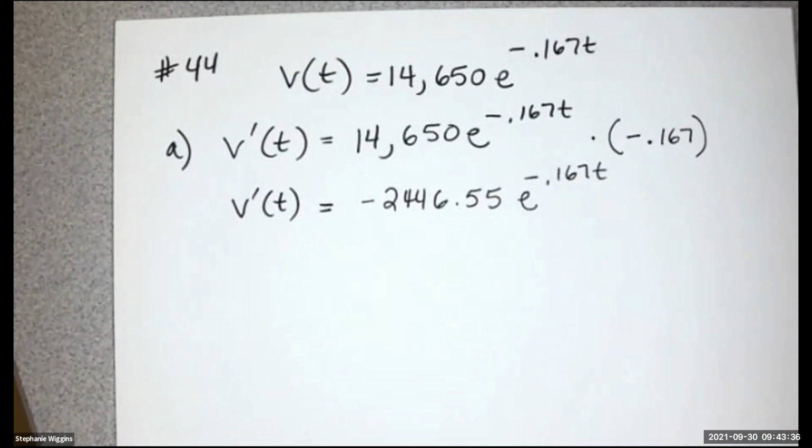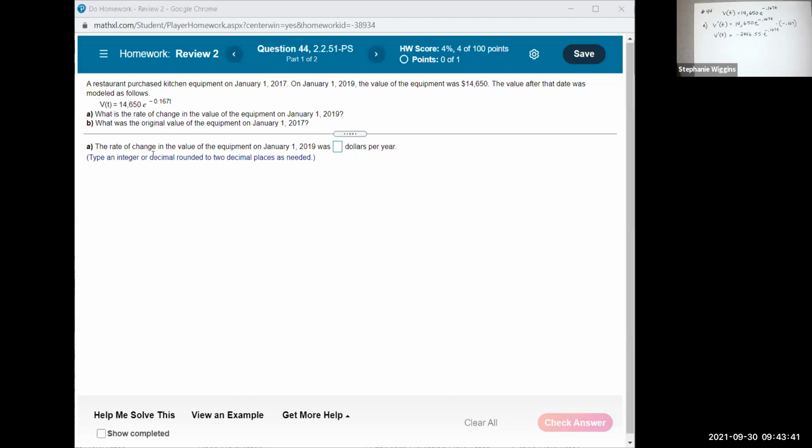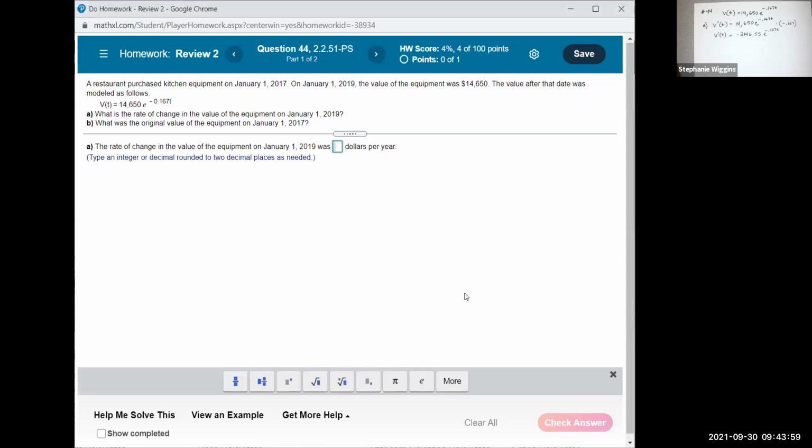Okay. And the rate of change in the value of the equipment on January 1st, 2019 was blank dollars per year. And so I'm going to put 0 in for t because we're asking January 1st, 2019, and that's kind of the beginning. So that was going to be negative 2446.55.